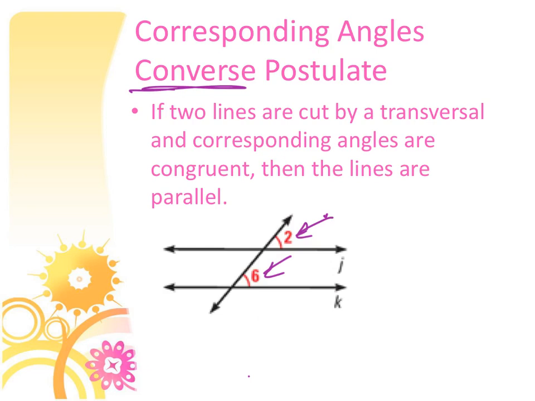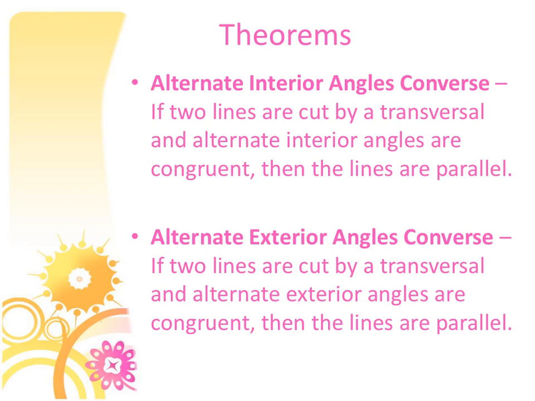Corresponding angles converse postulate. Then comes alternate interior angles converse and alternate exterior angles converse, which say exactly the same thing minus one word. If two lines are cut by a transversal and the alternate interior angles are congruent, then the lines are parallel. And the alternate exterior says if two lines are cut by a transversal and the alternate exterior angles are congruent, then the lines are parallel.